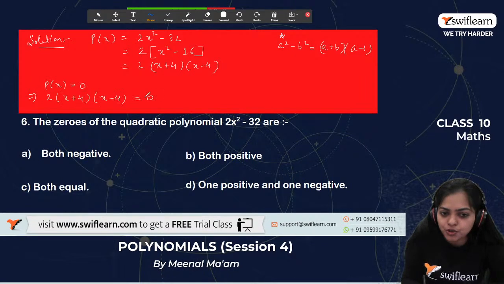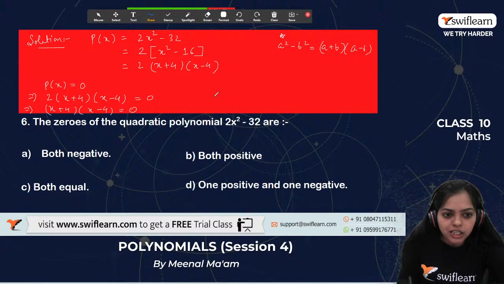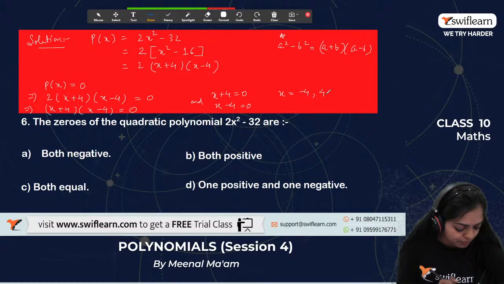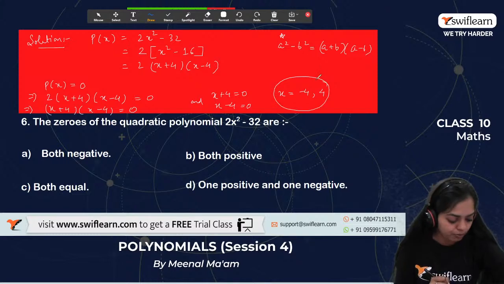So this implies (x plus 4) into (x minus 4) is equal to 0. So if I solve this equation, at last what will I get? x plus 4 is equal to 0 and x minus 4 is equal to 0. So what are my zeros? x equals minus 4 and x equals 4. Got it? Plus and minus 4. Yes, so the zeros are negative 4 and positive 4.